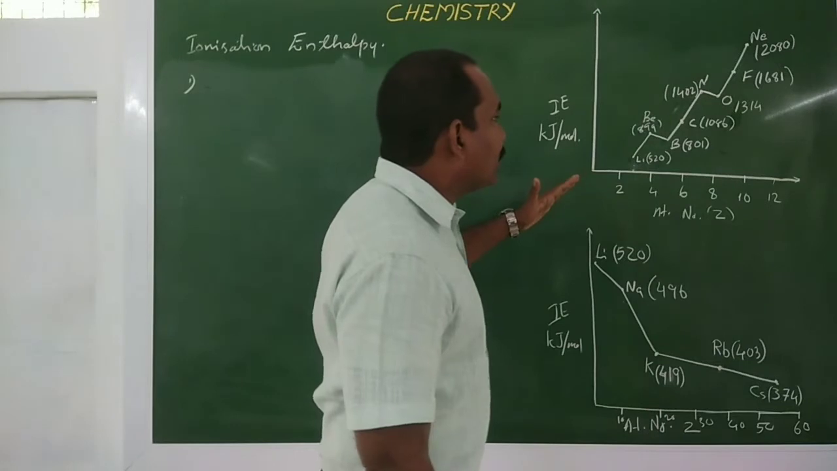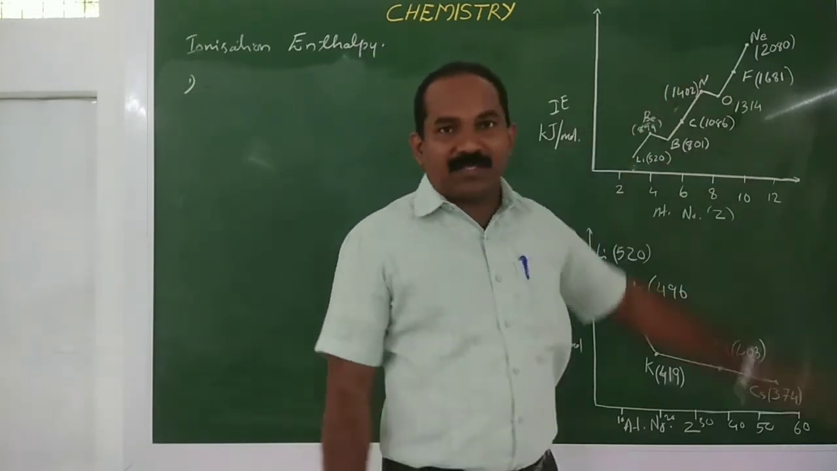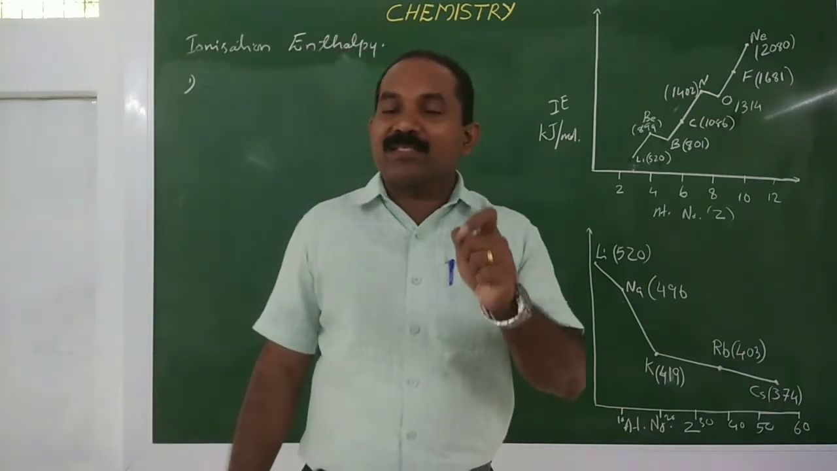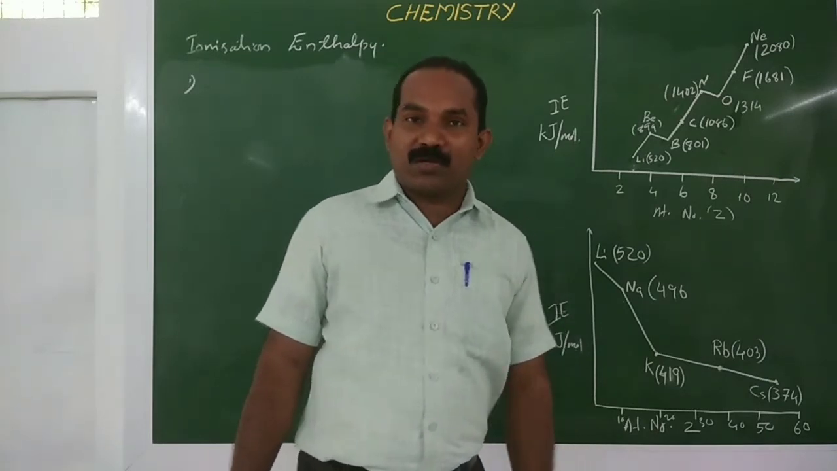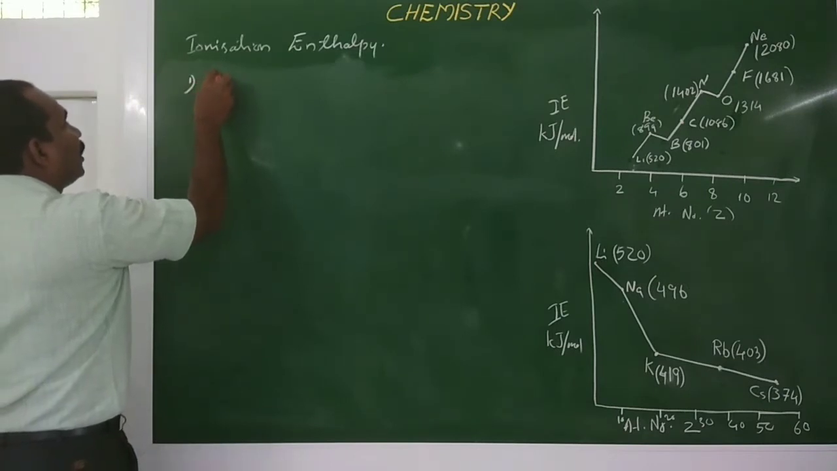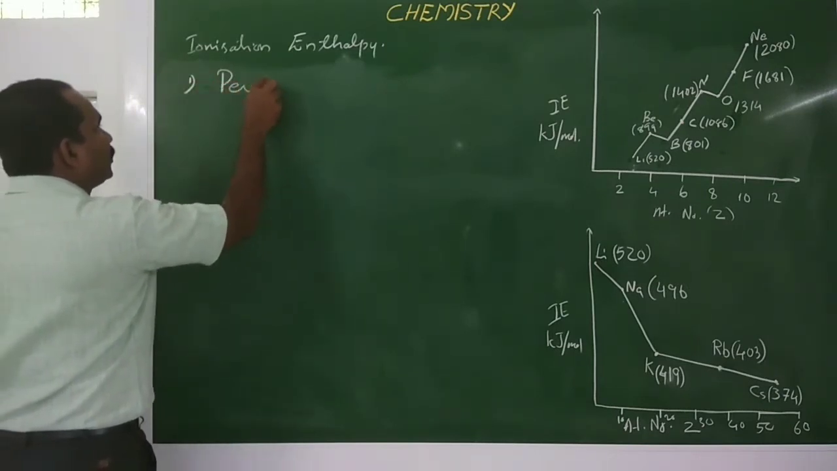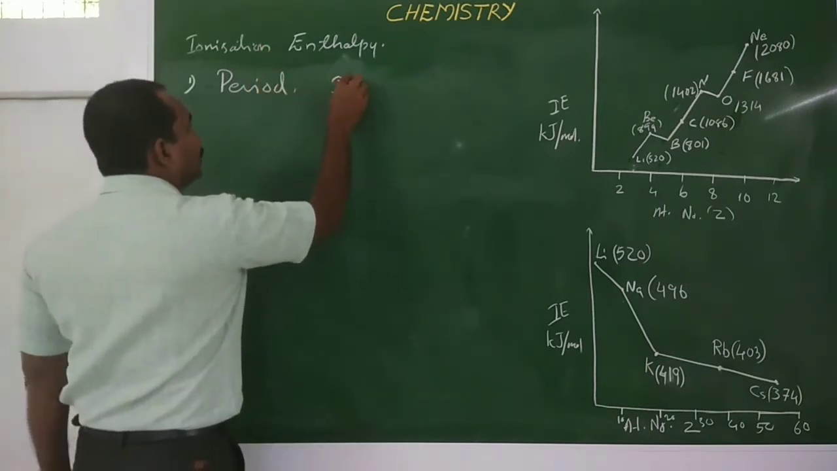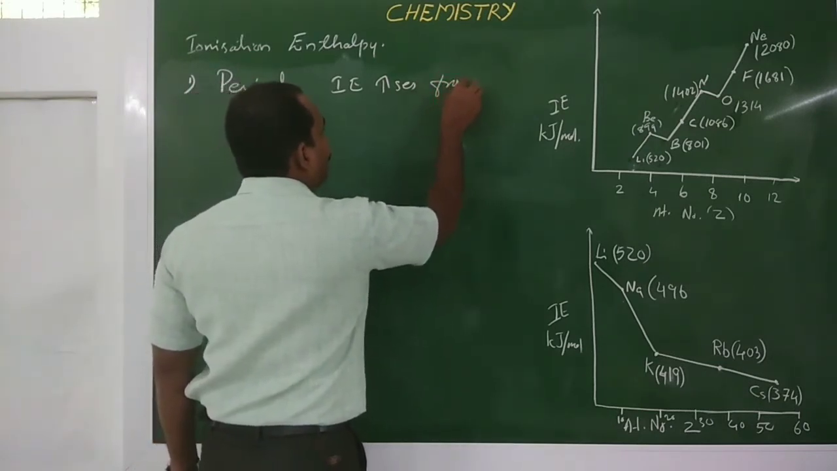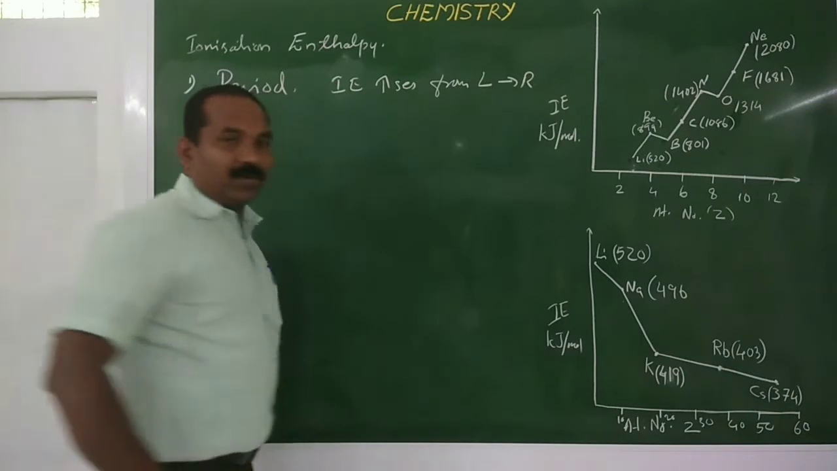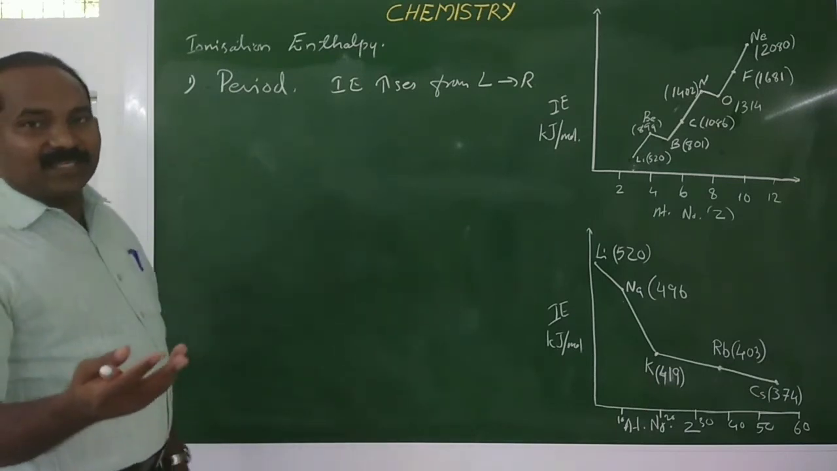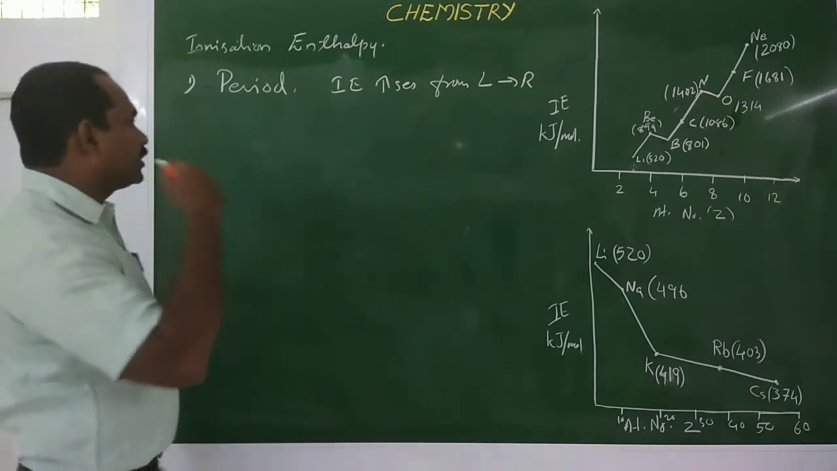So generally the ionization enthalpy increases, but there are some irregularities. Why this irregularity? It is due to electronic configuration. So first of all, we discuss the variation in the period. In the period, ionization enthalpy increases from left to right, L to R meaning left to right. Why? Because nuclear charge increases as well as atomic size decreases.